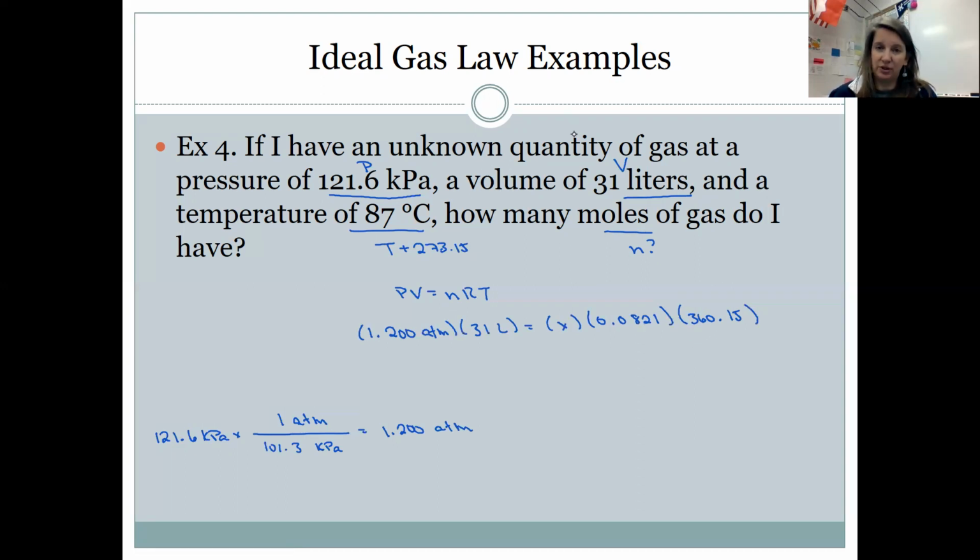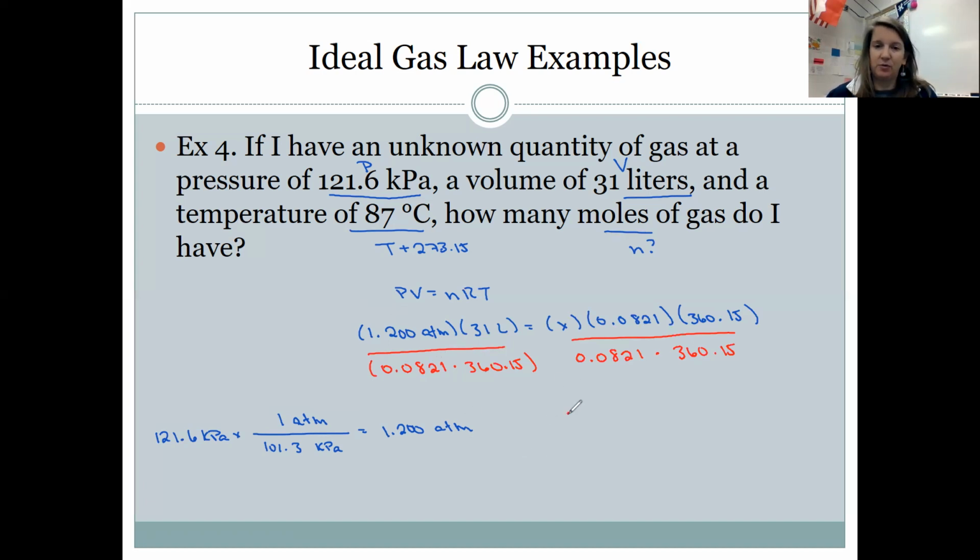So how am I going to solve for my X? How do I get that by itself? Well, I have to divide both sides by my gas law constant and my temperature. And again, when you plug this in your calculator, you may want to put some parentheses around those bottom numbers so you can make sure you're dividing by both numbers. Okay, so I take my pressure times my volume divided by my gas law constant and my temperature.